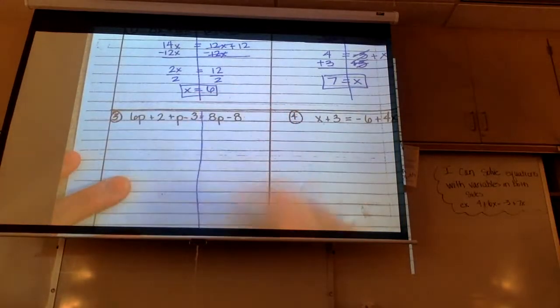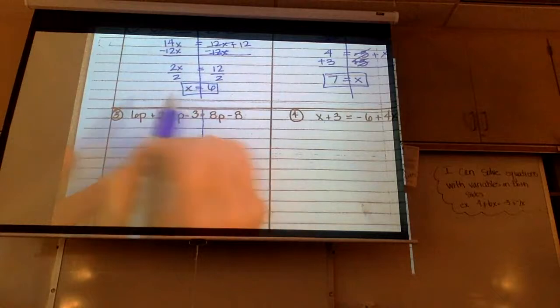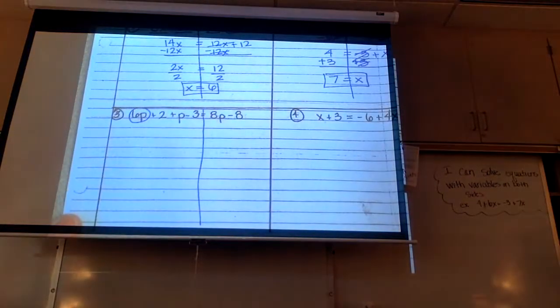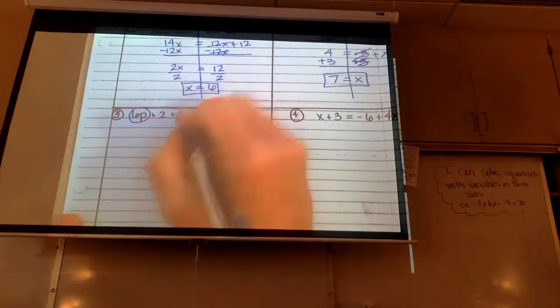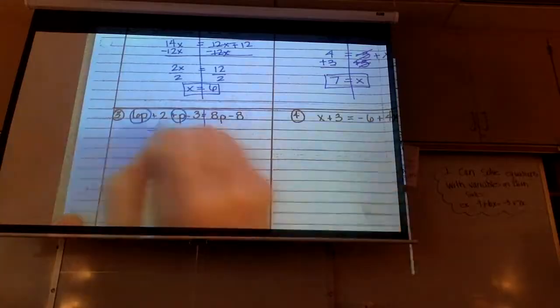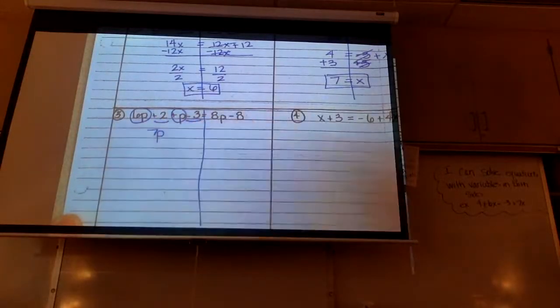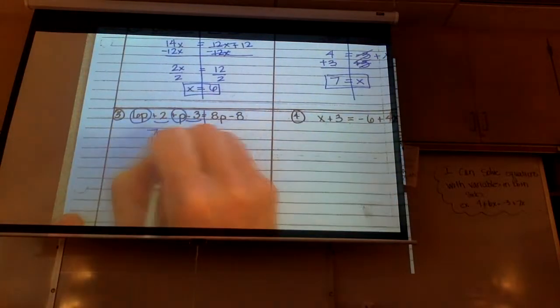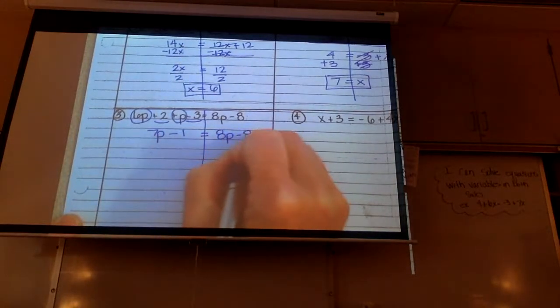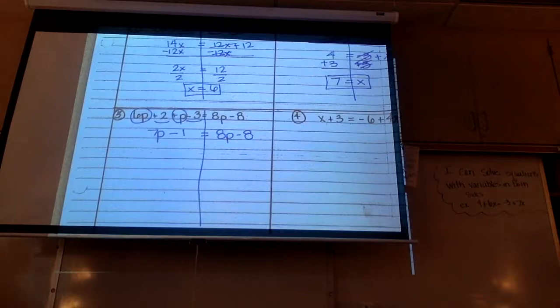This is a fun one because I've got lots of brothers here. I have lots of things going on this side. I'm looking for anybody who's a brother to 6p. I have a 1p. 6p plus 1p is 7p. Plain old numbers, I've got a 2 minus 3. That's minus 1. Nothing to combine on this side. I just bring it down.